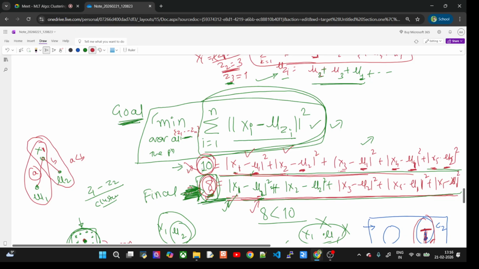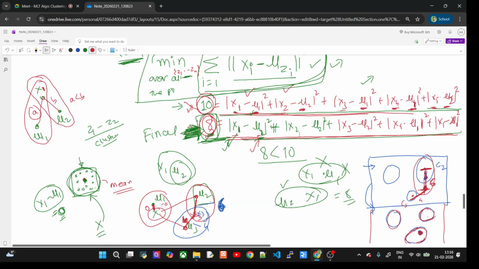But if you actually see what is mu, mu is what? It's a mean. We are saying it's a mean, that's fine. But how to get the mu? The mu value has to have some mathematical explanation. Correct? This mathematical explanation I will now give you.